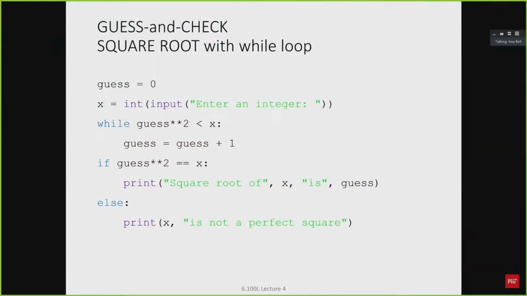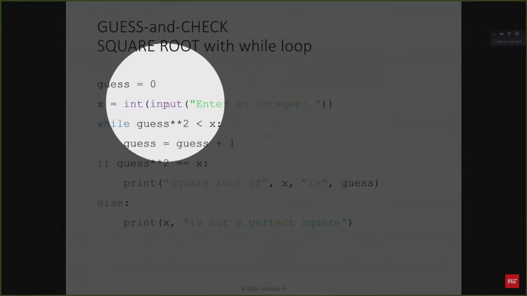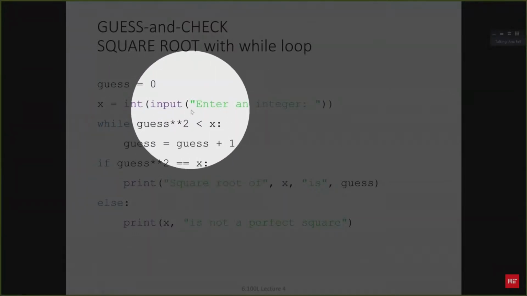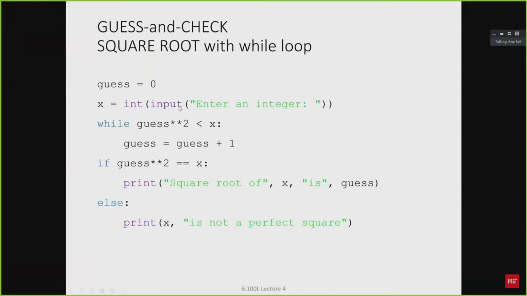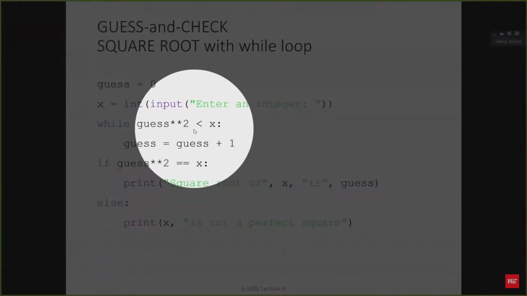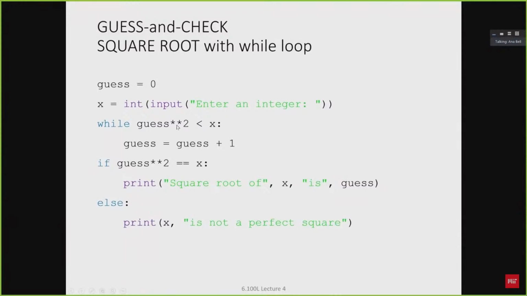We get input from the user. So what number do you want to find, whether it's a perfect square or not? And what is it if it is a perfect square? We have a while loop that checks one condition, right? That's our stopping condition here. We're going to iterate through the loop when guess squared is less than x, right? So on that number line, we're going to keep incrementing by 1 as long as our square is less than x. So that's this while loop here.